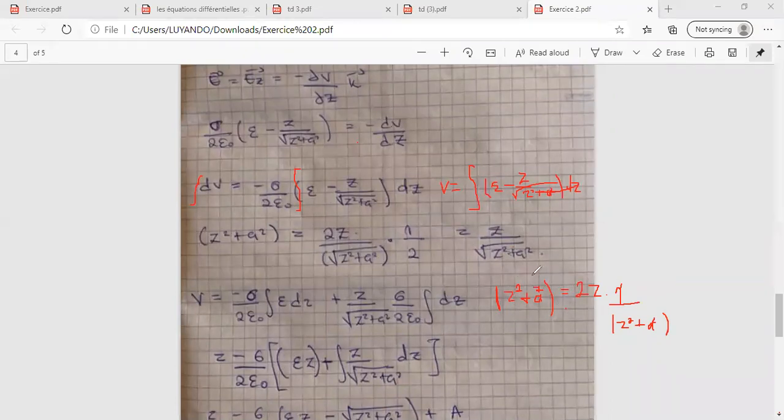So I'm going to have the differentiation of what's inside, times what I have over, times the integration of what I have over my expression, which is what I have here. So I'm going to have this 2z over z squared plus a squared. But in this case, I have a half here. I have an expression here. I have a 1 here. So I'm going to have, wait, sorry.